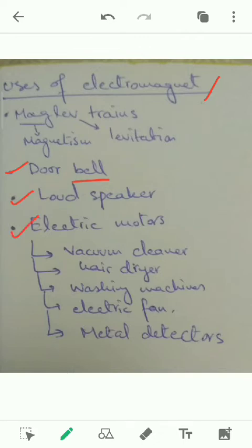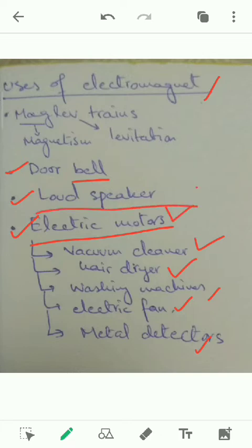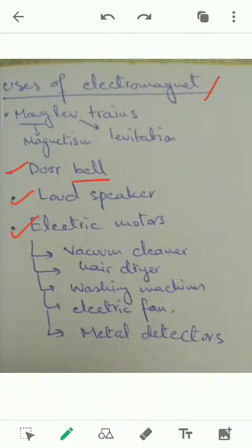Electric motors, which are present in many electrical appliances, just like vacuum cleaners, hair dryers, washing machines, electric fans, metal detectors. All of these use electric motors, and electric motors are basically using electromagnets. So you need to know that electromagnets are used in many appliances.